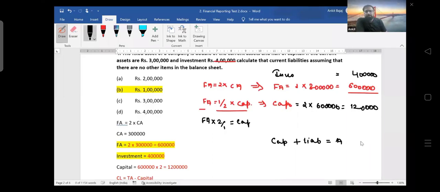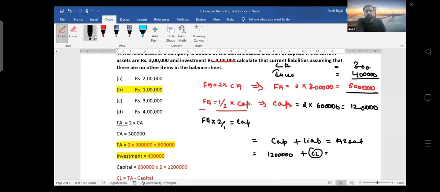Capital plus liability should be equal to the assets, right? So capital is given in the question, that is 12 lakh. Current liability is what we need to find, right? And what is the total value of asset? Investment is 4 lakh rupees. Fixed asset is given, that is 6 lakh rupees, and current asset value is how much? Current asset value is 3 lakh rupees, right?